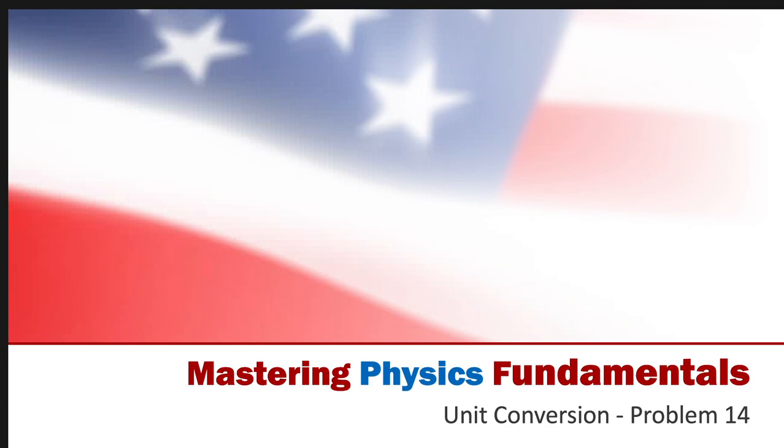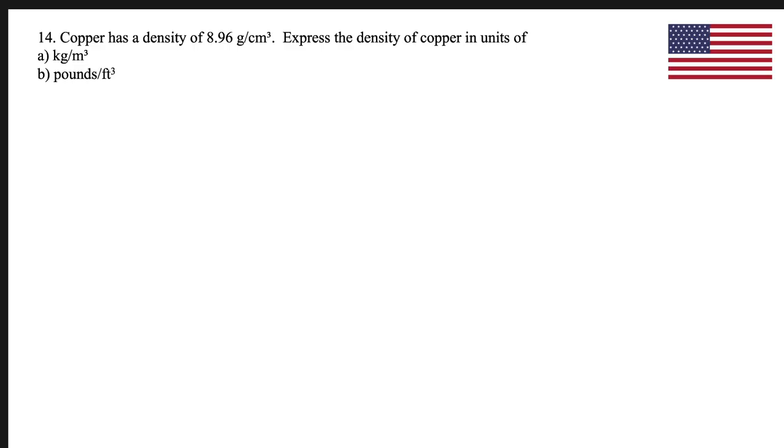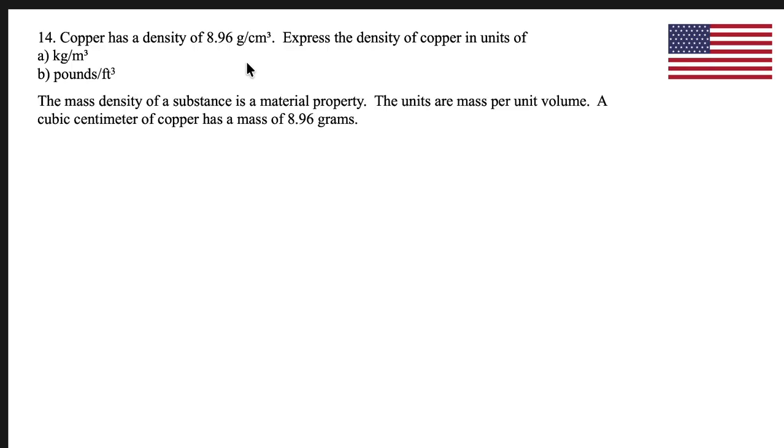This is problem 14 of the unit conversion worksheet, Mastering Physics Fundamentals. Copper has a density of 8.96 grams per cubic centimeter. Express the density of copper in units of kilograms per cubic meter and pounds per cubic foot.